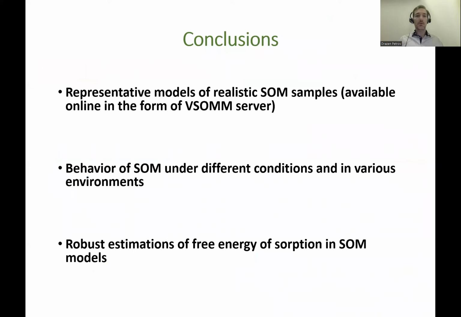This brings me to the conclusions. So using Vienna soil organic matter modeler that is available online, we can generate representative models of realistic soil organic matter samples. And then we can use these models to study the behavior of such systems and also calculate various properties, including sorption free energies.